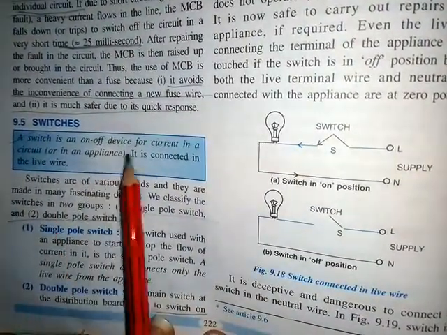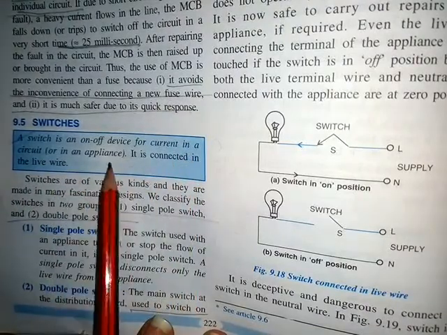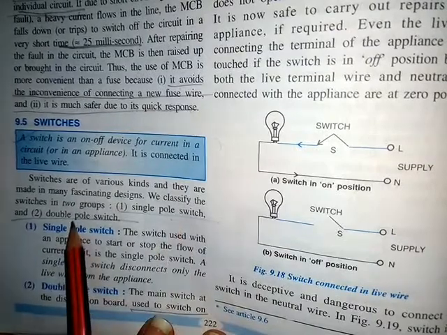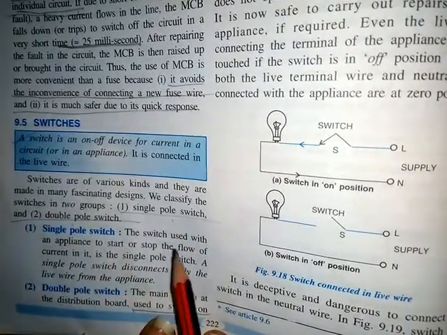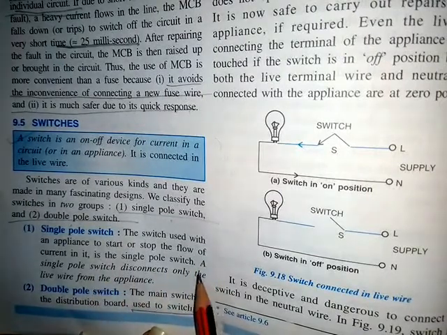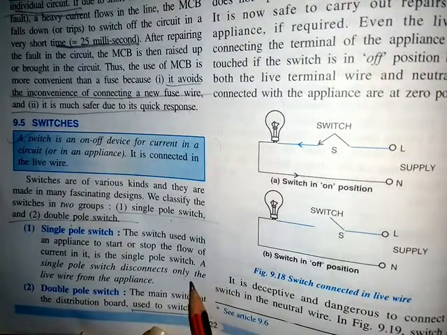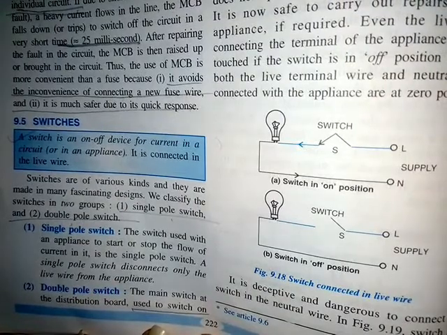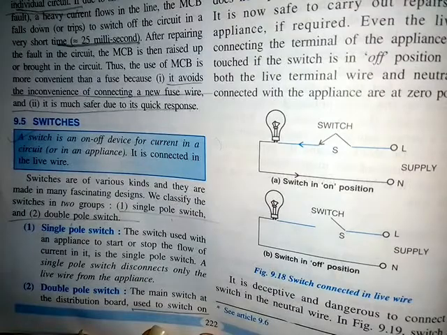Switch is an on-off device for current in a circuit or in an appliance. It is connected in the live wire. There are two types of switches, single pole switch and double pole switch. The switch used with an appliance to start or stop the flow of current in it is the single pole switch. A single pole switch disconnects only the live wire from the appliance. The main switch at the distribution board used to switch on or off the mains is the double pole switch. A double pole switch disconnects both the live and neutral wires simultaneously.